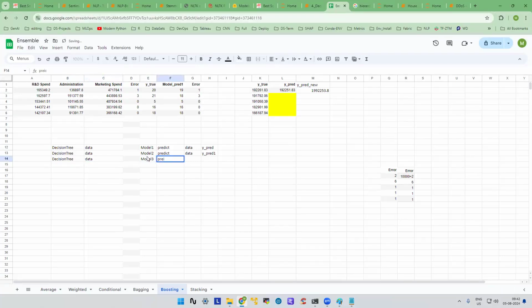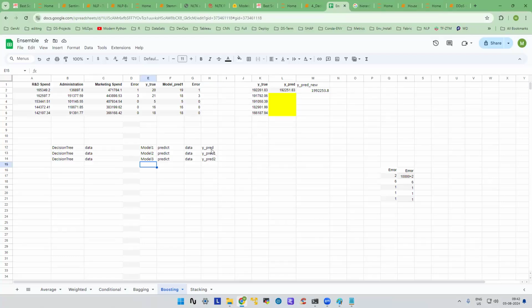I need to predict it. We need to feed back the data, and it's going to come out with rate 2. Okay. And we need to calculate the error again. So it's going to do this in multiple loops.